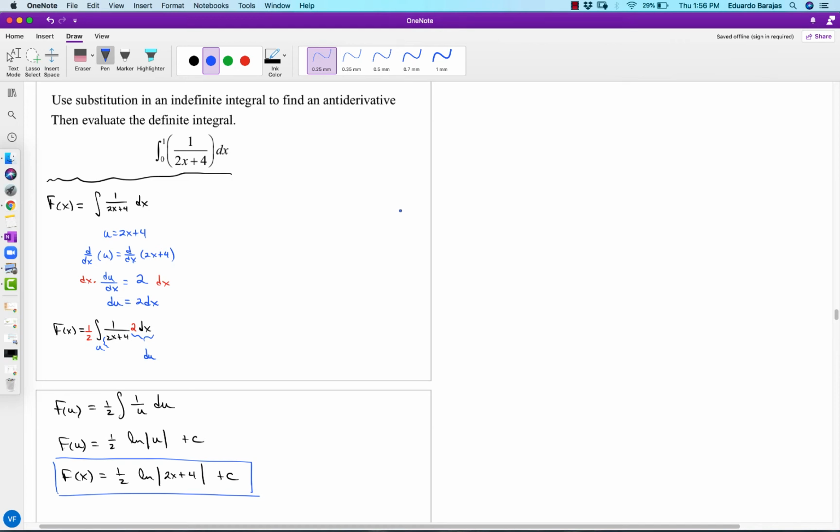And then in particular, if we let c equal 0, then we can just say let f of x equal 1/2 ln of the absolute value of 2x plus 4 be the antiderivative, where c equals 0. So if we let c equal 0, we get to pick any one we want. Why not pick the easiest one? So that just becomes 0.